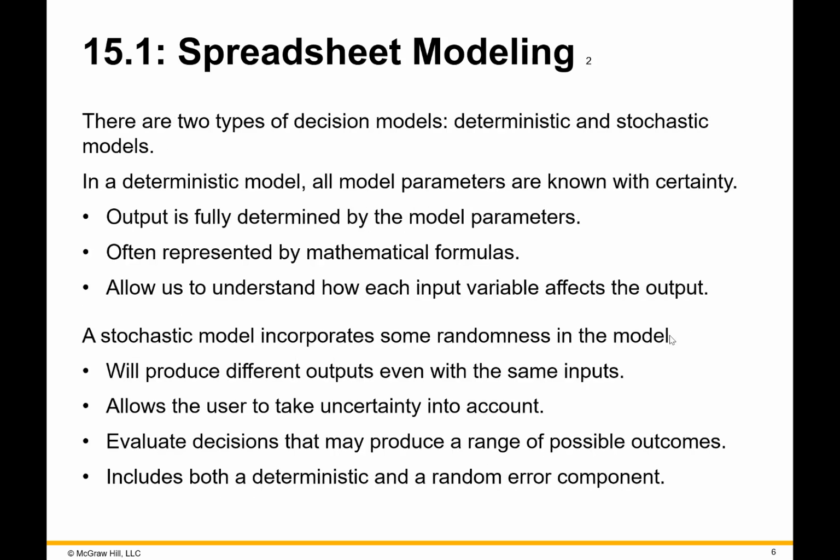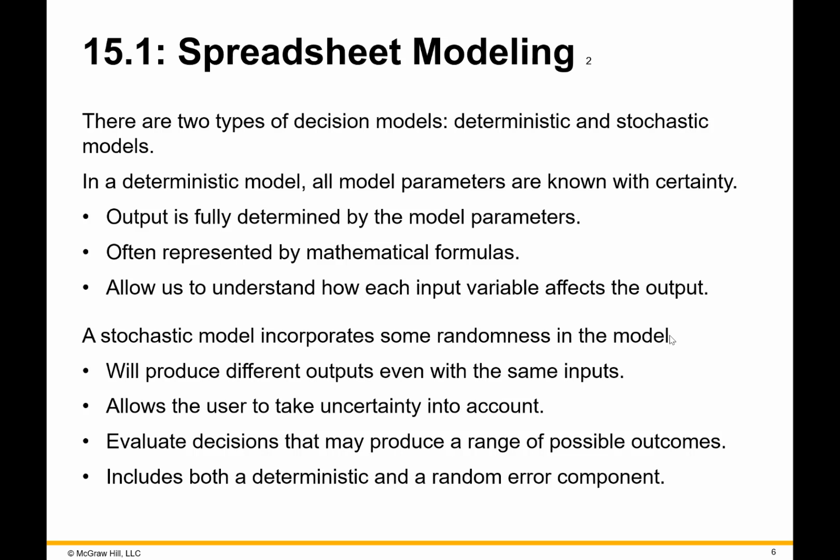So there are two types of decision models. One is deterministic and the other one is stochastic or probabilistic model. In a deterministic model, all model parameters are known with certainty and the output of the model is fully determined by the model parameters. In other words, a given input will always produce the same output.